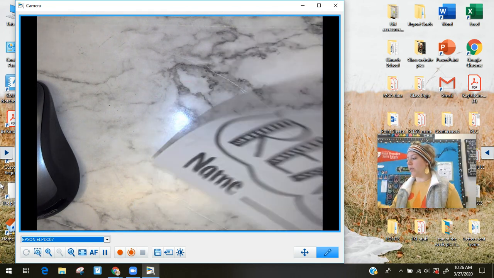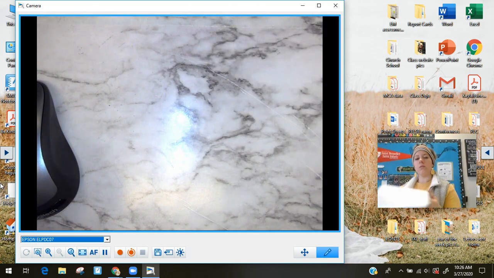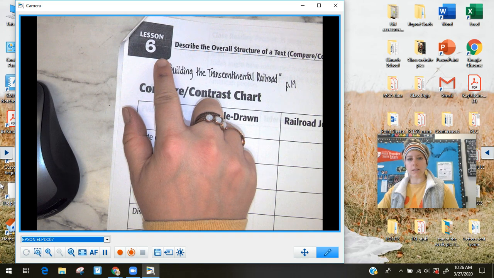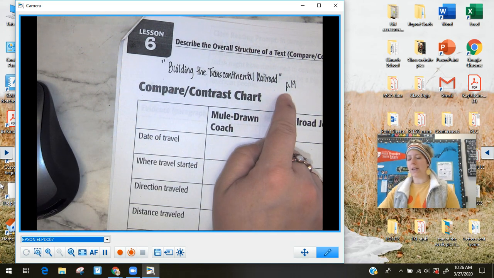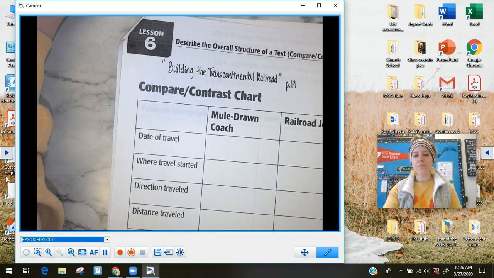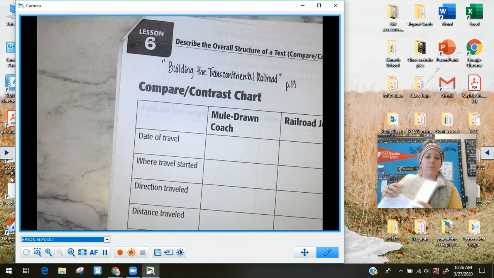And then you need your Unit 7 reading packet. Today we're going to be on Lesson 6. So right here on my dot cam, it says Lesson 6, Building the Transcontinental Railroad. And I need you to go to page 19 of your book. Page 19 looks like this. We're going to read this little thing right here.